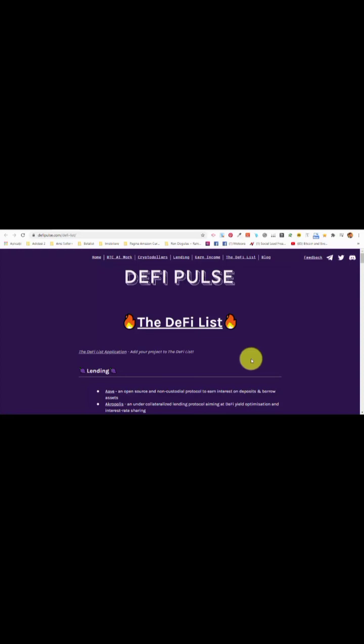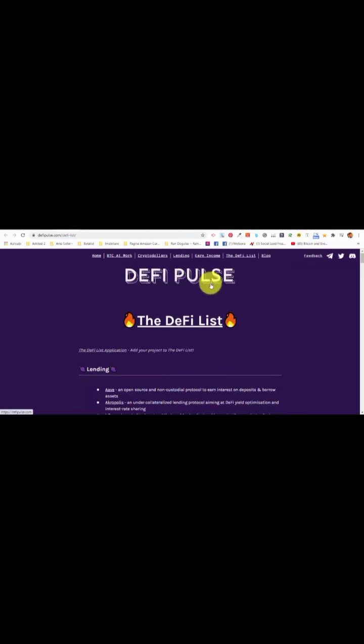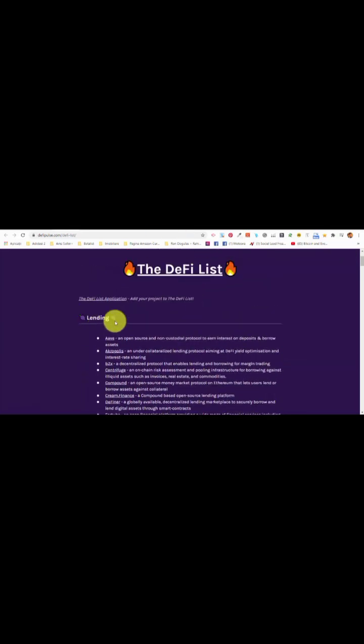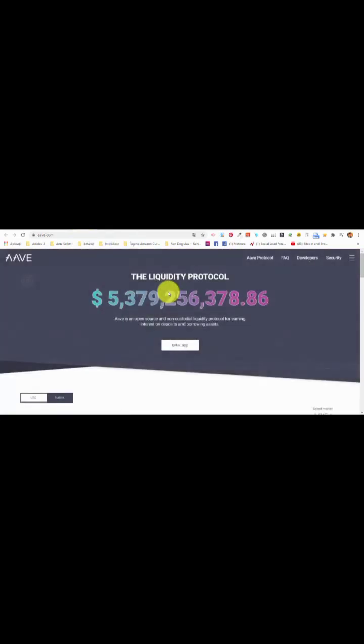Okay, so we have DeFi Pulse, and if we scroll down here, for example, we see for lending, so projects which are dedicated to lending, we have Aave, Acropolis, Centrifuge, Compound. Let's just have a look at Aave, which is one of the most popular. Basically Aave is a liquidity protocol. I think the number here is $5 billion that run through this protocol.